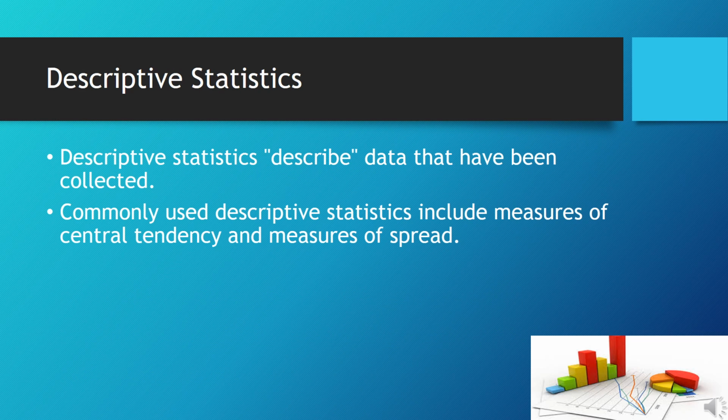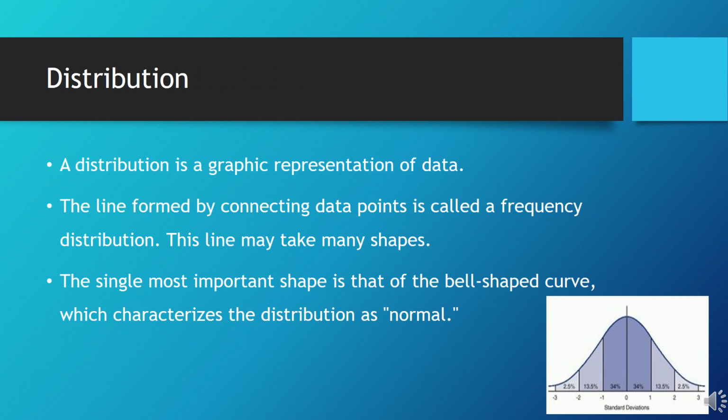Descriptive statistics describe data that have been collected. Commonly used descriptive statistics include measures of central tendency and measures of spread. A distribution is a graphic representation of data. The line formed by connecting data points is called a frequency distribution. This line may take many shapes.